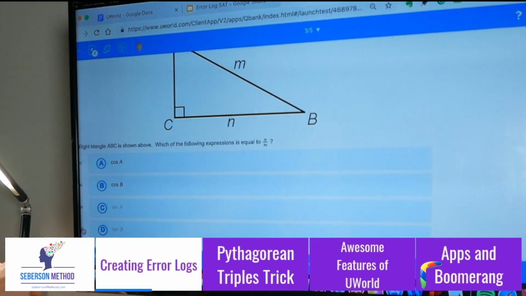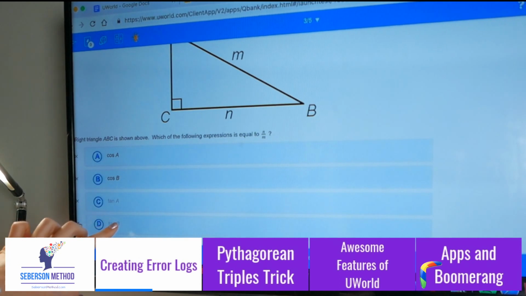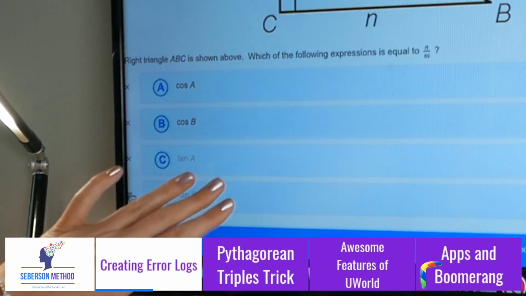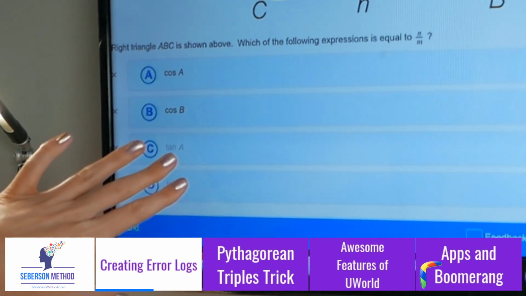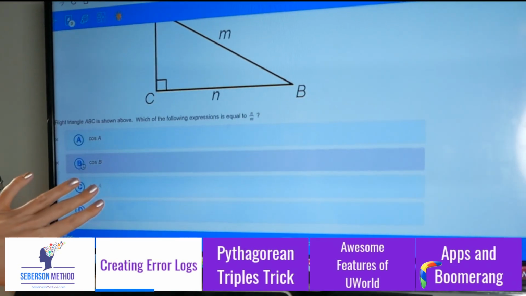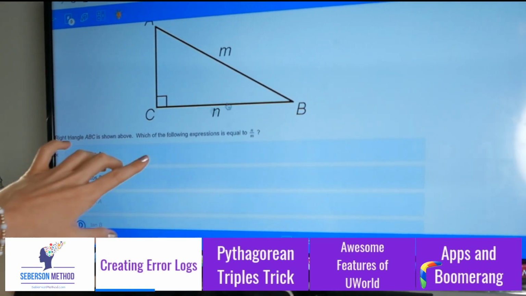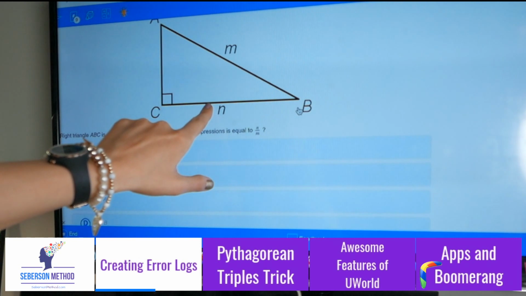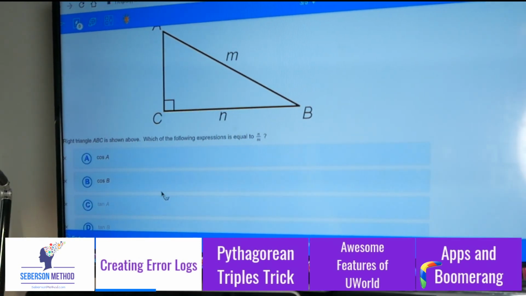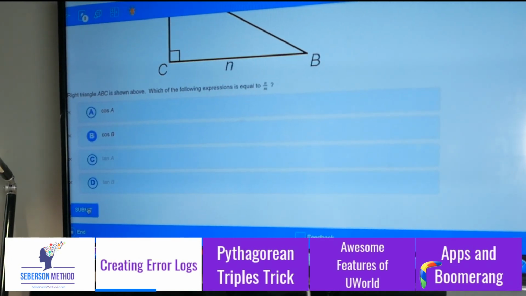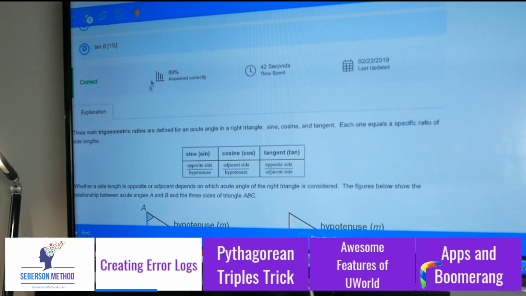Do you guys see this? If you press cross, then these answer choices become kind of deactivated. Love it. So cosine B seems like a good option because it's adjacent over hypotenuse. So cosine B, submit.